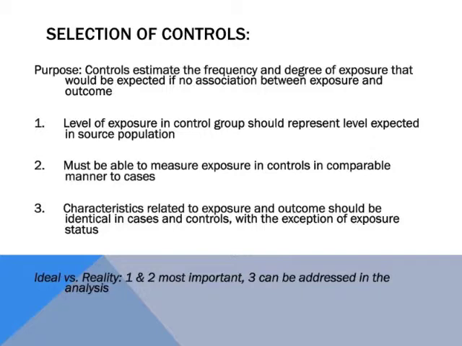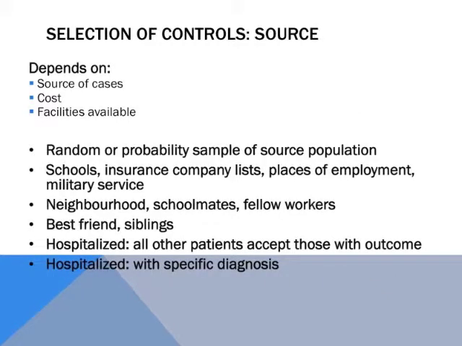One must be able to measure exposure in controls in a comparable manner to the cases. And finally, the characteristics related to exposure and outcome should be identical in cases and controls, with the exception of exposure status. The source of controls depends on how the cases were identified, cost, and facilities available, and include a random or probability sample of the source population, which was the method employed in our example, where the investigators used residential telephone listings to randomly select households for participation.